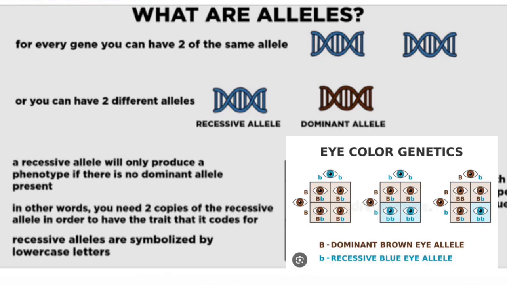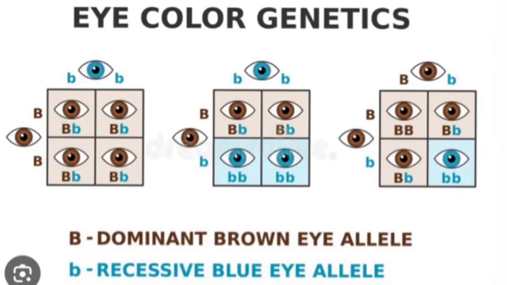When we talk about alleles, we often encounter the terms dominant and recessive. A dominant allele is one that is always expressed, even if only one copy is present. We typically represent dominant alleles with a capital letter, for example, B for brown eyes. A recessive allele, on the other hand, is only expressed if two copies are present, or if there is no dominant allele. Recessive alleles are represented by a lowercase letter, such as b for blue eyes. So, if you inherit a dominant brown eye allele and a recessive blue eye allele, you will have brown eyes.